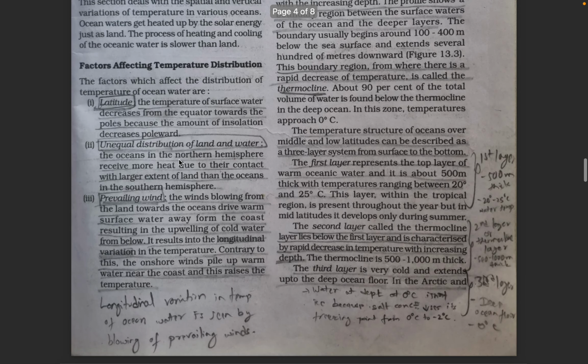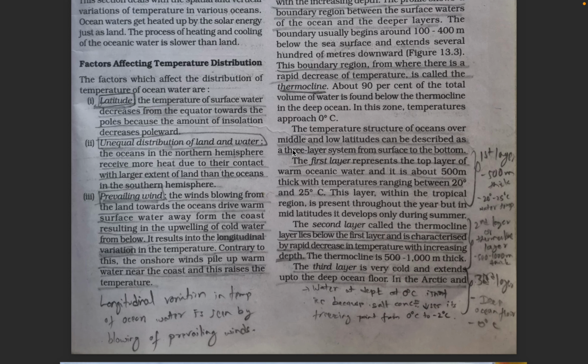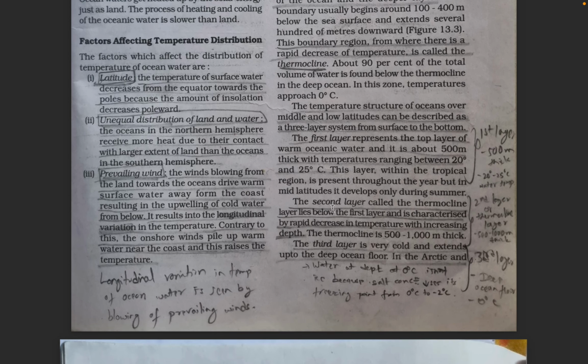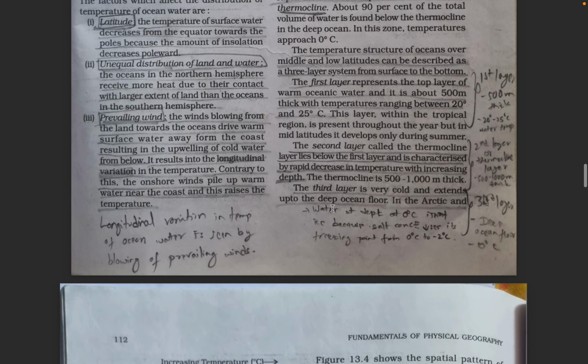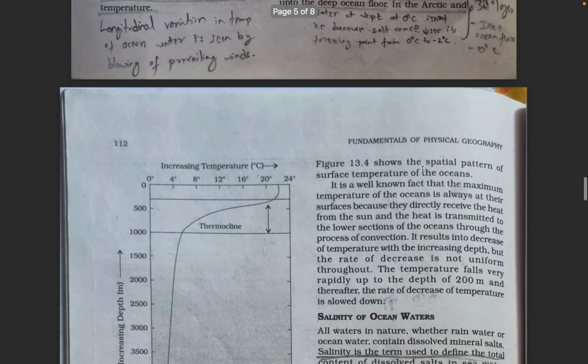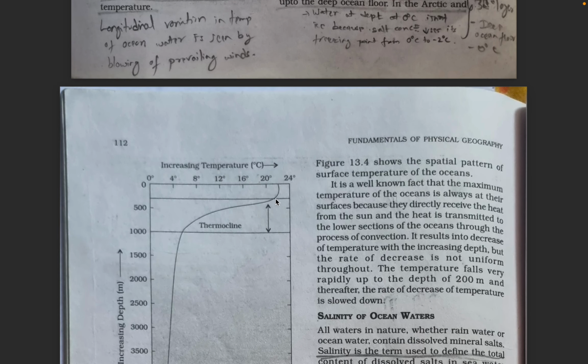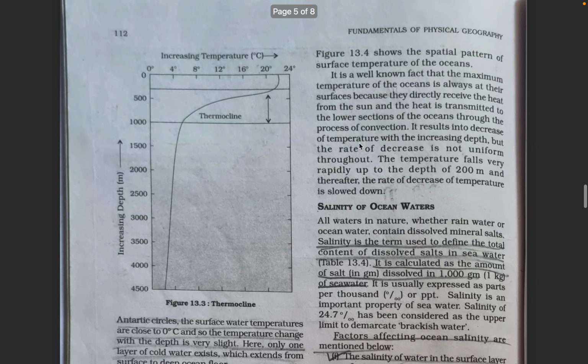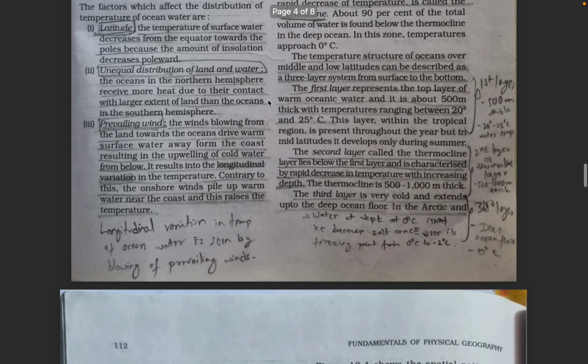So this is the vertical temperature distribution, and now going to the mid latitude and low latitude comparison. The temperature structure of the ocean over the mid and lower latitudes can be divided into three layers. The first layer is 500 meters thick, and the temperature is around 20 to 25 degrees Celsius, the first 500 meters, as we have seen in this graph.